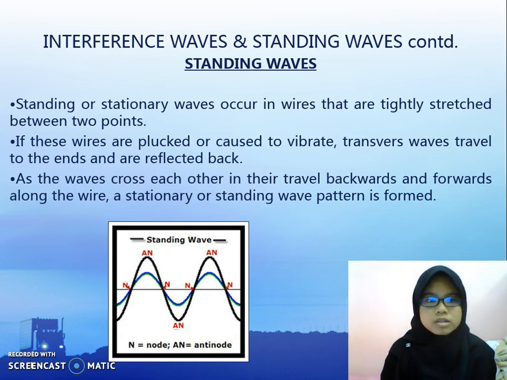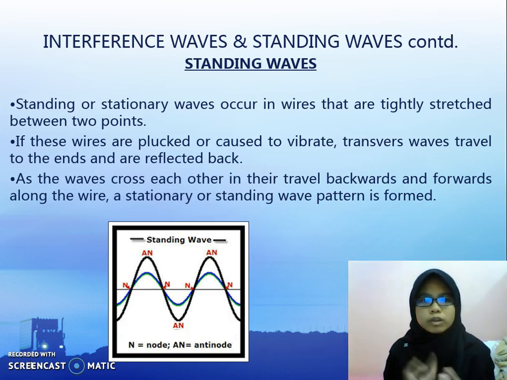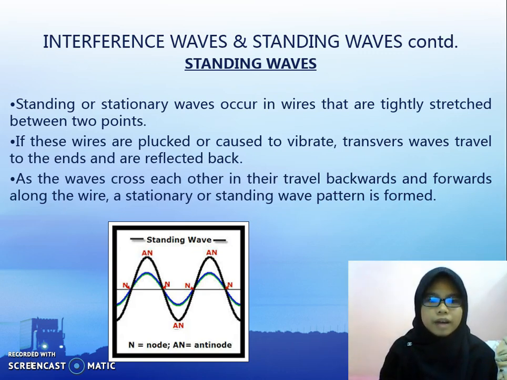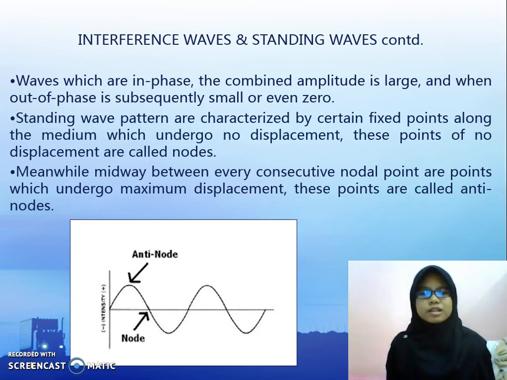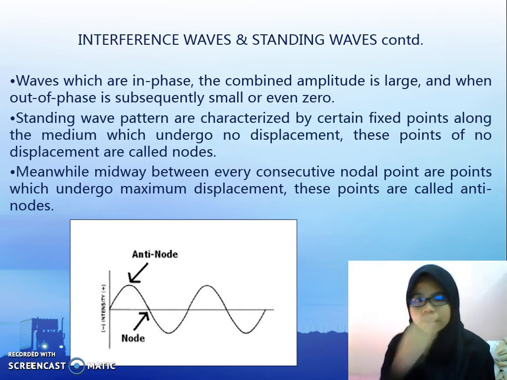Standing wave. Standing or stationary waves occur in wires that are tightly stretched between two points. If these wires are plucked or caused to vibrate, transverse waves travel to the end and are reflected back. When waves are in phase, the combined amplitude is large, and when out of phase, it is small or even zero.